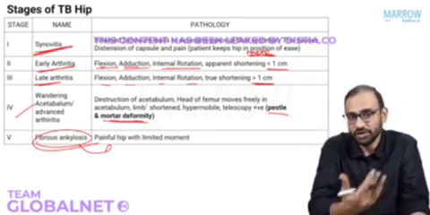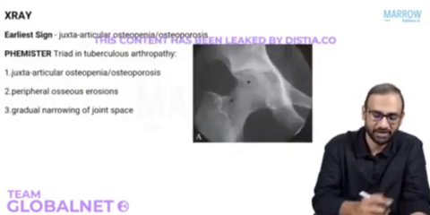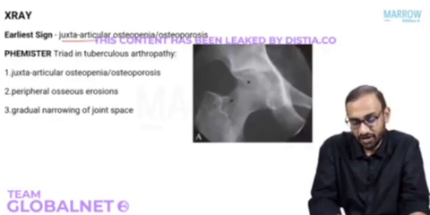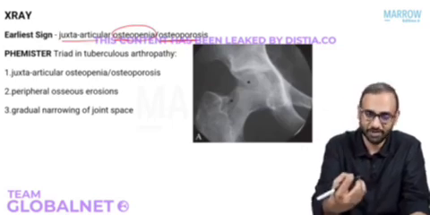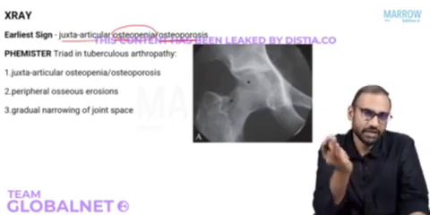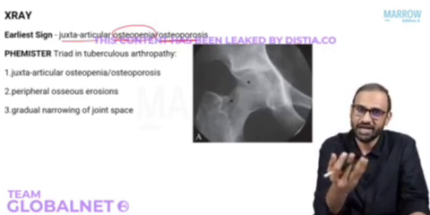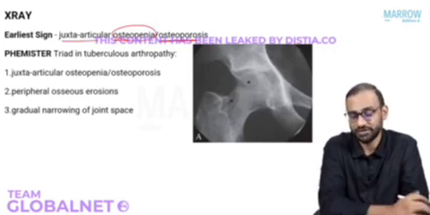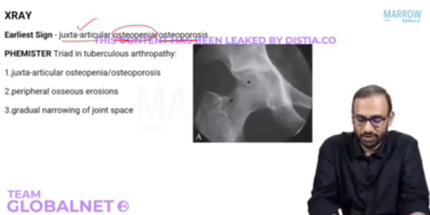Sometimes they ask you the radiological findings. What is the earliest X-ray finding of tuberculosis of the hip? The earliest X-ray finding is juxta-articular osteopenia or osteoporosis. Because of infection, there is inflammation, and because of this inflammation, there is increased hyperemia of the bone. This will manifest as osteoporosis or osteopenia just under the articular surface. That is called juxta-articular osteopenia.